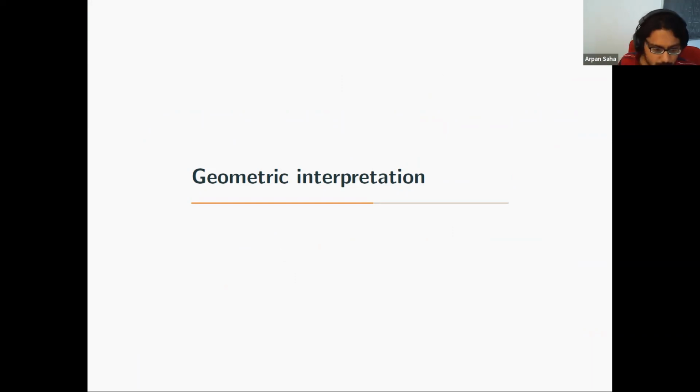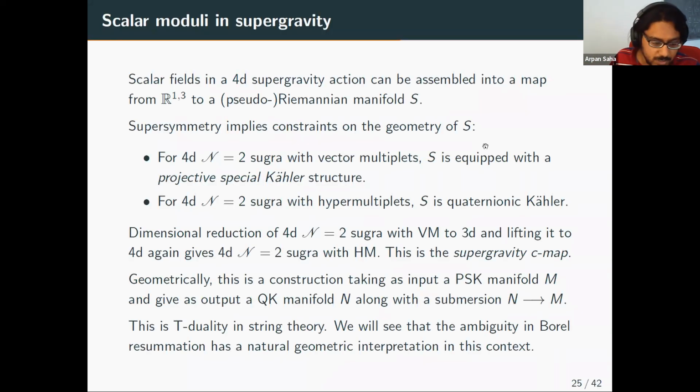Okay, so let me continue with the rest. What I want to do in this section, as I mentioned before, is interpret the ambiguity in the non-perturbative definition of the GW potential in a geometric way in the context of the supergravity C map. So that is what I'm going to tell you about. First, let me start with the broad picture.